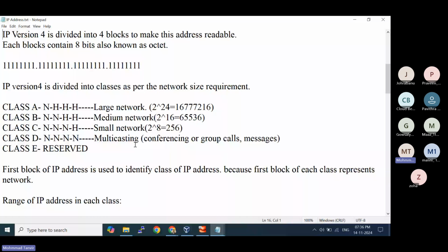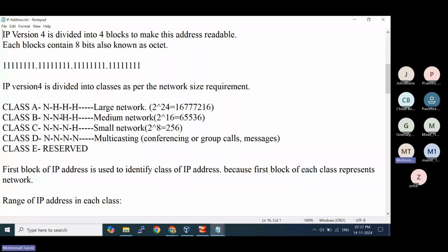So class A, in class A, the first block will be used for network addressing and the 3 remaining blocks will be used for host addressing. When host bits are more, we can generate more host addresses. So in a single network, when we have more host addresses, it makes a large network. So in class A, a single network has 1 crore 67 lakh 77,216 IP addresses.